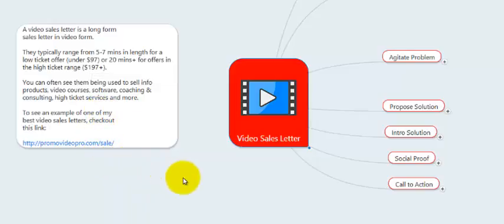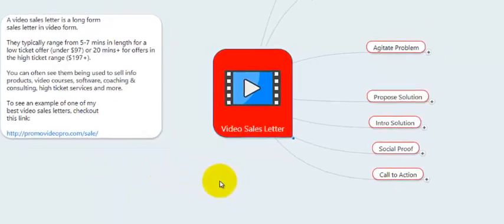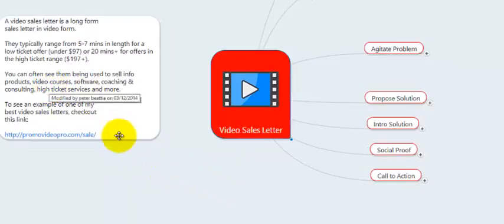So you can often see video sales letters being used to sell info products, video courses, software, WordPress plugins, coaching, consulting, and all kinds of high-ticket services, health supplements even. They're used among many different niches, not just in online marketing. So it totally depends on the business that you're in.